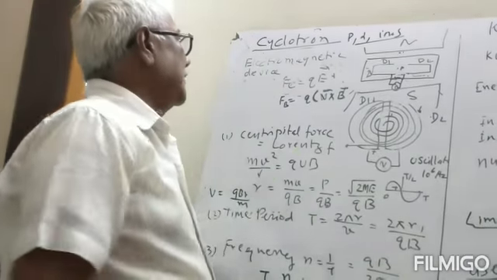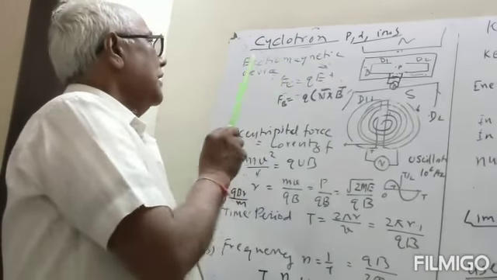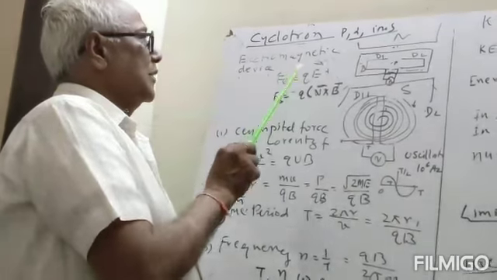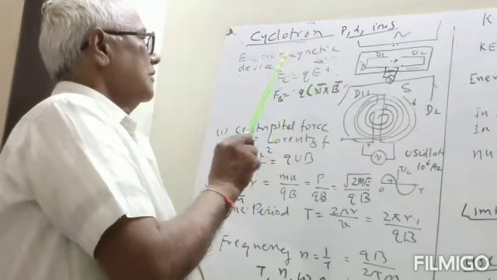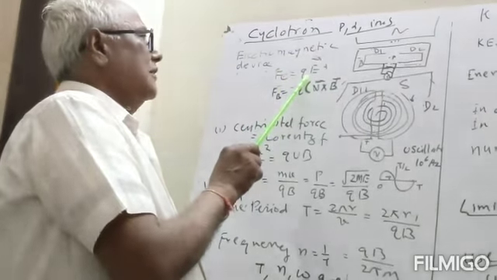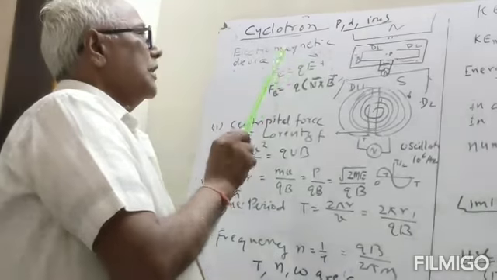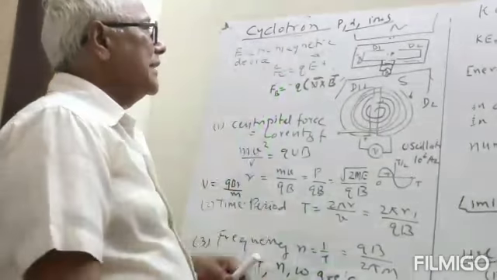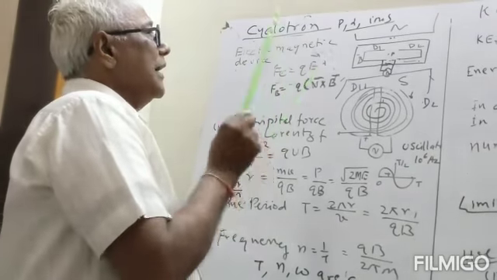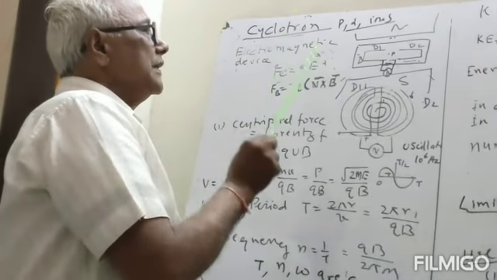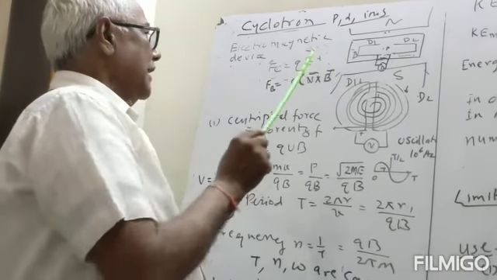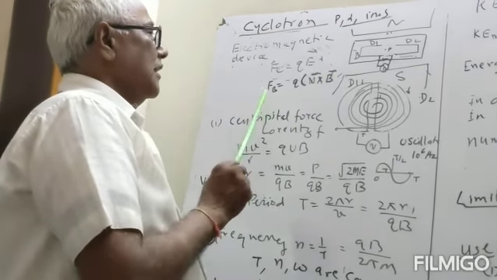Due to the electrical field, the Lorentz force will be equal to qE, that is, q times E. Due to the electrical field, there will be a force and this will accelerate the charge. The function of the electrical field is to accelerate the charge, meaning increase its velocity or increase its energy. And the second is the magnetic field.